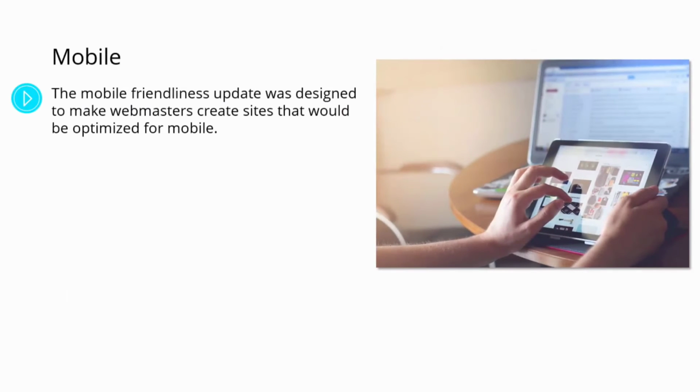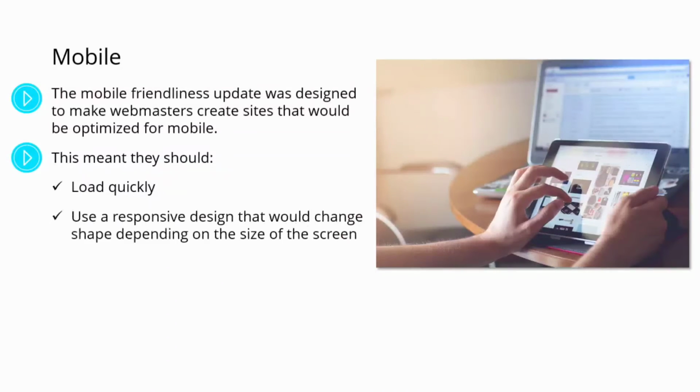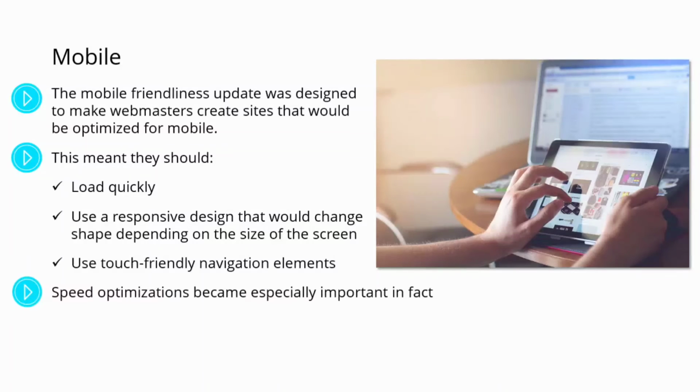Mobile. The mobile friendliness update was designed to make webmasters create sites that would be optimized for mobile. This meant they should load quickly, use a responsive design that would change shape depending on the size of the screen, and use touch-friendly navigation elements. Speed optimizations became especially important, in fact, and this is something that Google is really pushing for right at the moment. It wants to ensure that users have the best possible experience from start to finish.